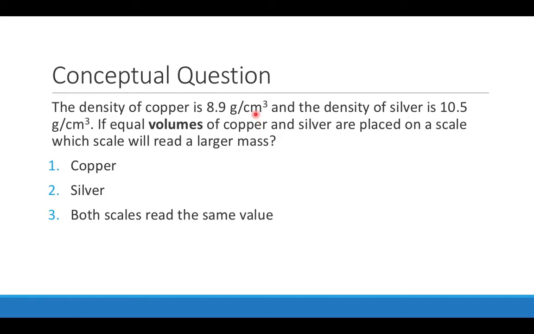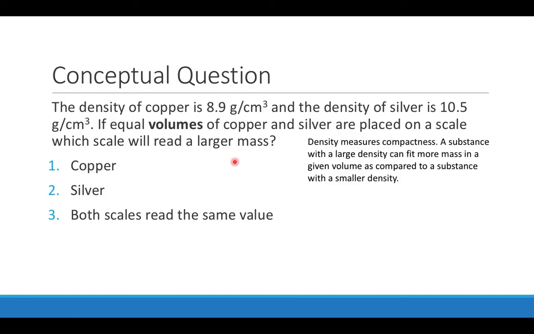So let's see if we can also think about this from the standpoint of just using some general math expressions. Since density measures compactness, of course the object of the larger density can fit more mass in that given volume as compared to the smaller density. But if we go back and look at how density, mass, and volume are related to one another, we know that the mass of a substance is just the density of that substance times its volume.